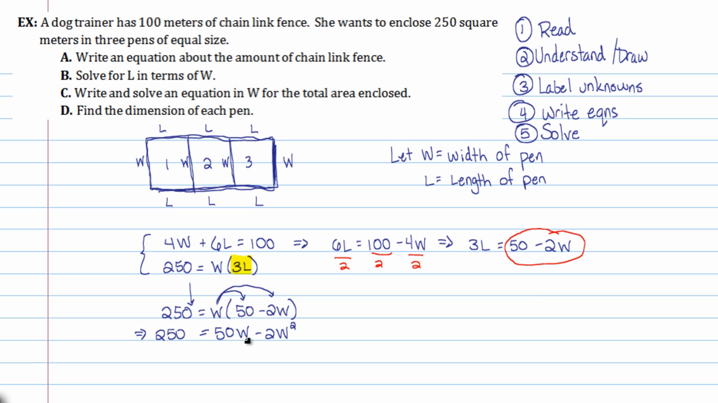I just have to do what I've been saying the entire time, which is clean up this equation first. Move everything to one side. And I'm going to choose to move everything to the left side. The reason why is that if I move everything to the left side, my coefficient on W squared here will be a positive 2. So I'm going to go ahead and move everything to the left, so I'll have 2W squared minus 50W plus 250 is equal to 0.